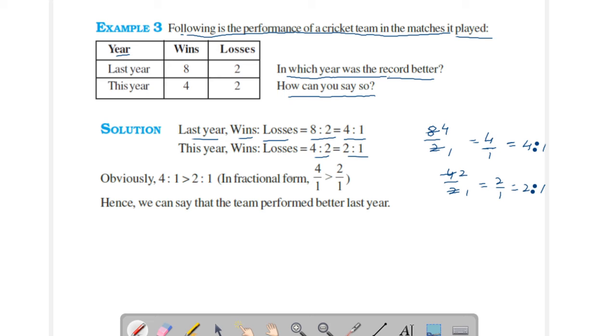If we compare this in fraction form, 4 upon 1 and 2 upon 1, here denominators are same. If we compare numerators, 4 is greater than 2. It means 4:1 is greater than 2:1, or in fraction form, we can say that 4 upon 1 is greater than 2 upon 1. Hence, we can say that the team performed better last year.